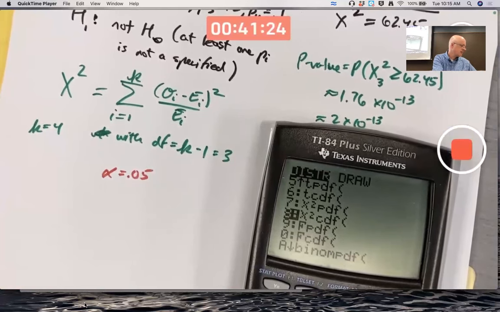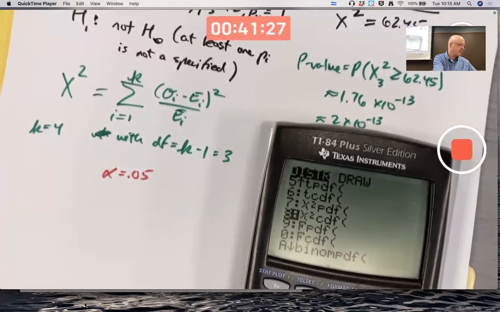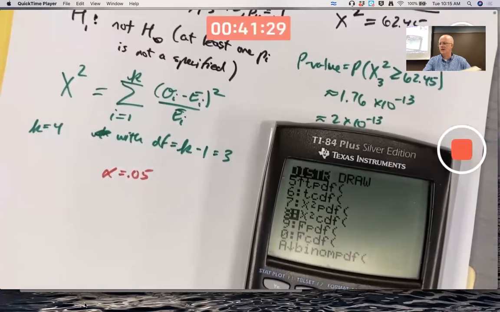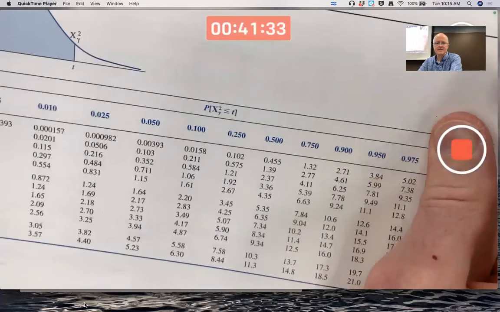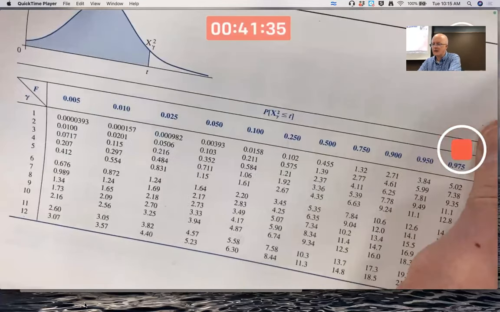Chi-squared table is what I'm looking for. 3 degrees of freedom. Well, and the table gives us a good enough answer. 3 degrees of freedom.